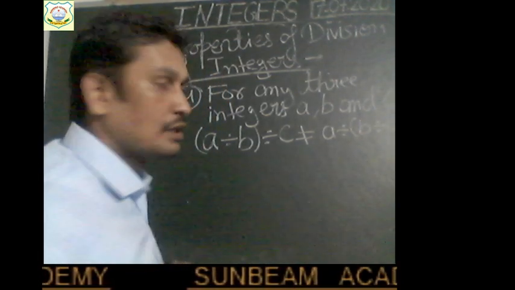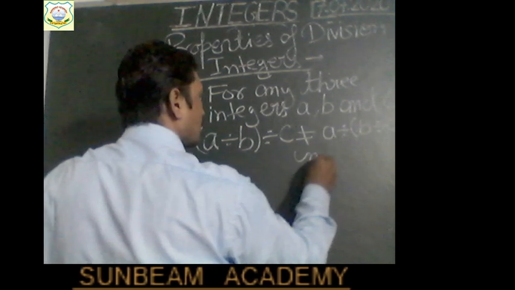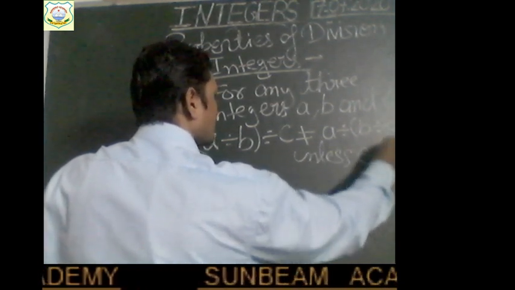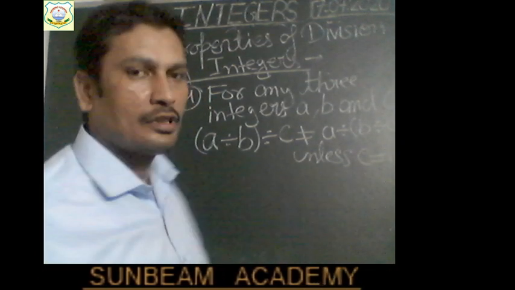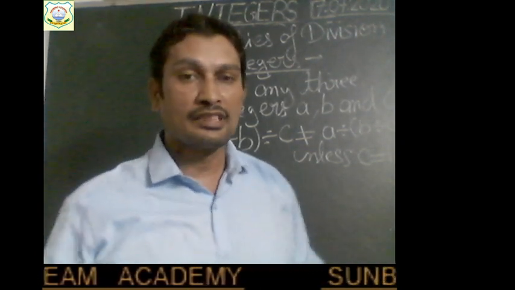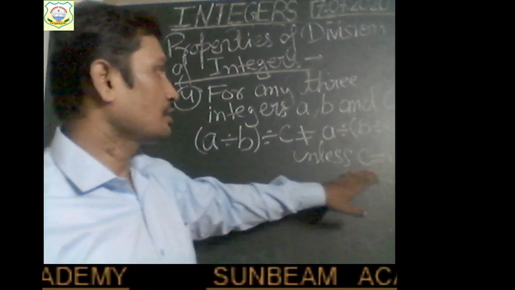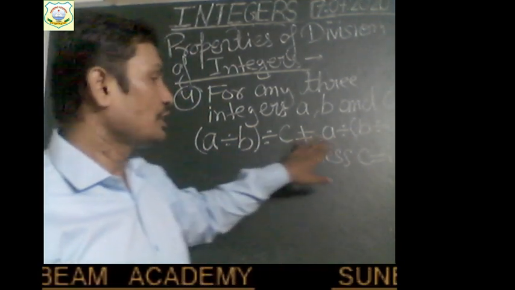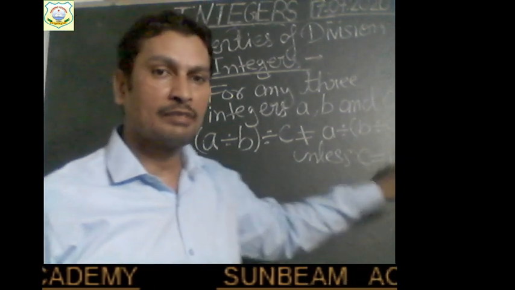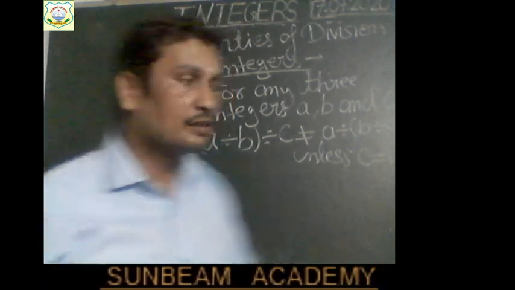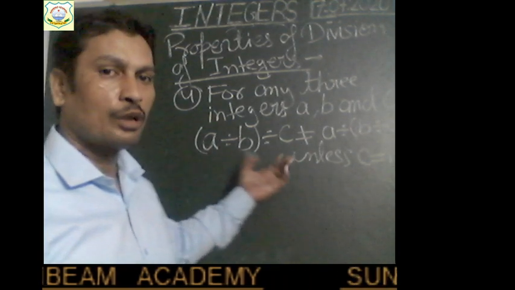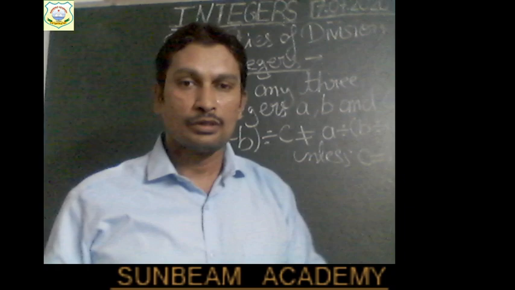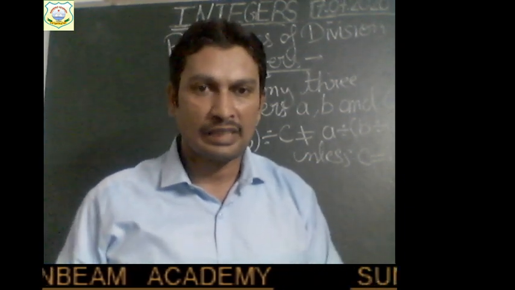Unless c is equal to 1, right? So if c is equal to 1, if the third integer is equal to 1, then a divided by b divided by c will be equal to a divided by b divided by c. This is the only case. Otherwise, this property will not prove. This is associative law, children. So division does not follow associative law.